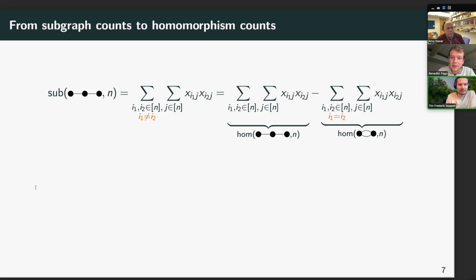So the subgraph polynomial of the 3-path is a linear combination of two homomorphism polynomials, namely the homomorphism polynomial of the 3-path. This is the first term where we just drop the non-equal condition. And then the homomorphism polynomial of this double-edge 1-path. And this comes from the fact that if we take the sum over all of these terms in the first summand, then we have to subtract all the terms where the two outer vertices are mapped to the same vertex, and this is precisely the homomorphism count from this double-edged 2-path.